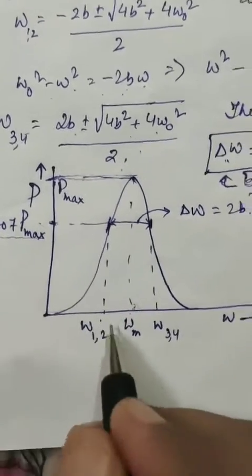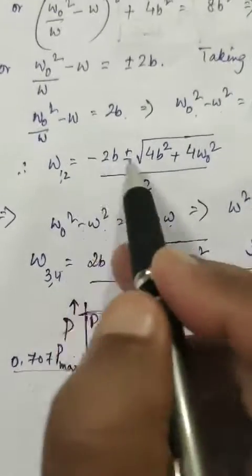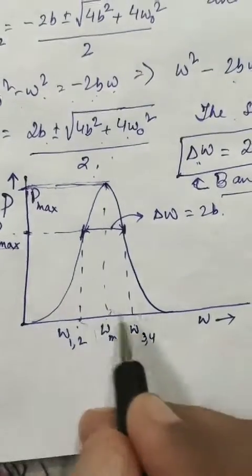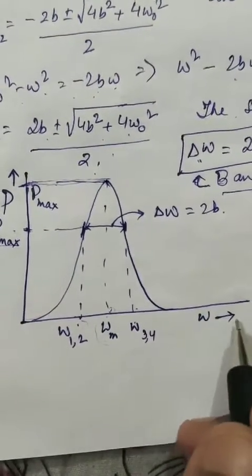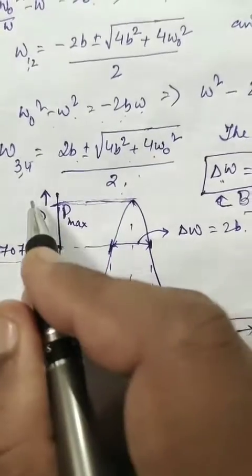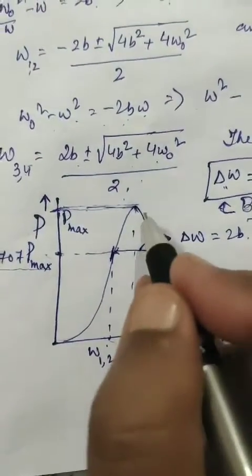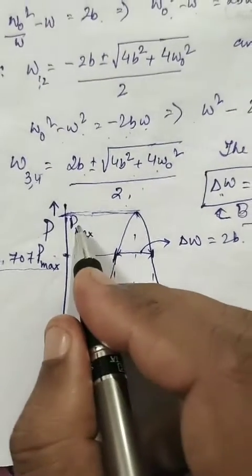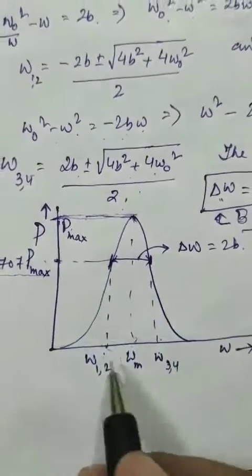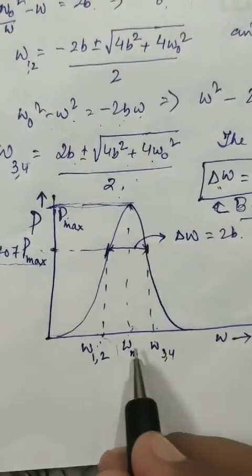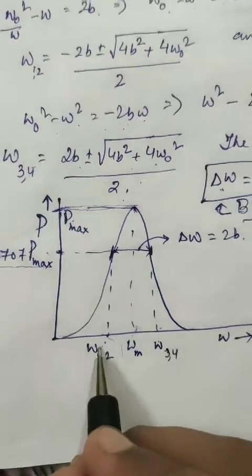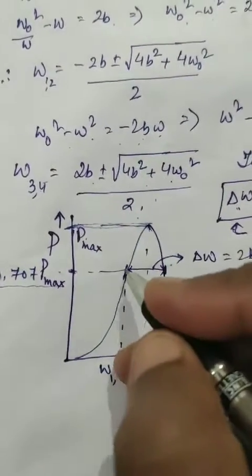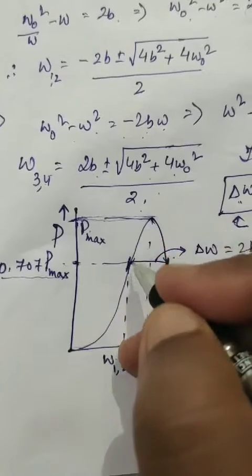frequency values. This is omega 12, and this is omega 34. So for these two external frequency values, the power of the harmonic oscillator reduces to 70% of the maximum value. So these are the two values between which the power delivered is maximum.